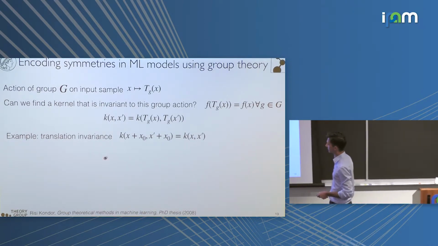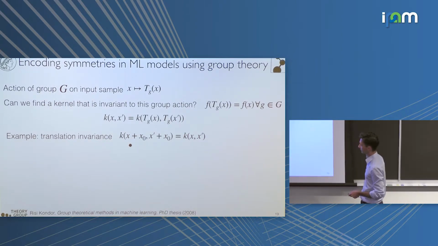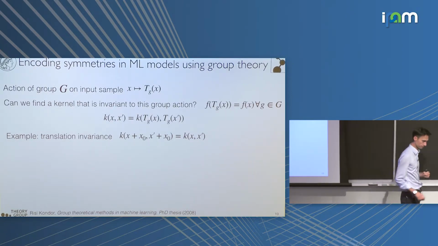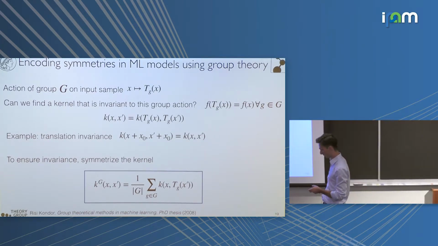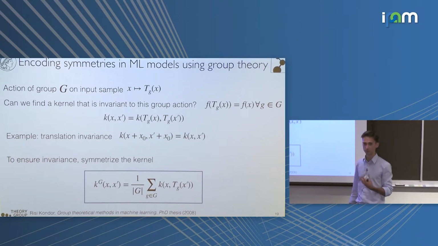This example is shown here with translational invariance. If I feed in x plus x naught and x prime plus x naught, the kernel evaluation, or the covariance, is the same as if I was working with the untranslated samples. The recipe in general is that to ensure invariance, you want to symmetrize the kernel. Very simply or intuitively, your kernel is going to be a sum over all the actions in the group.